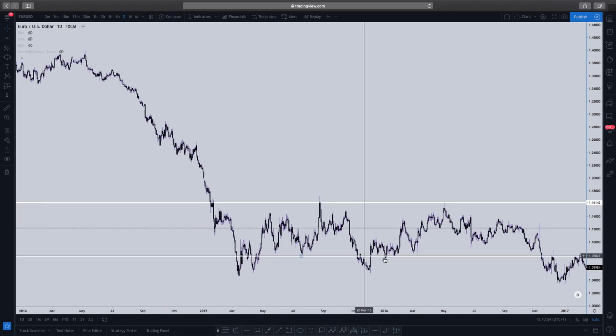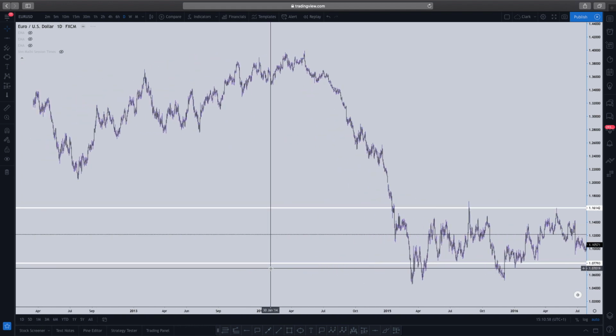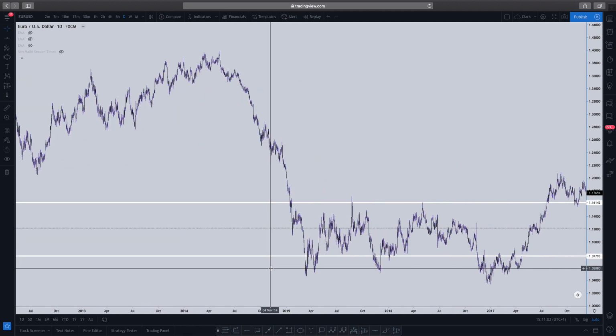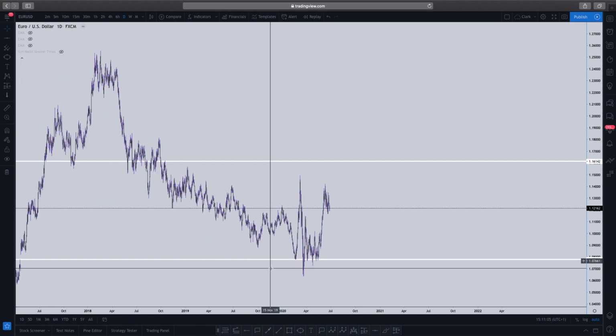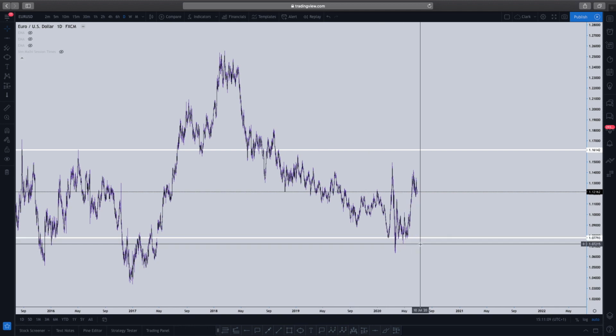Let's go a little further. We have it here reacting. And if we go a little further back, okay, so that would be a level there on the daily time frame. Let's look for another.